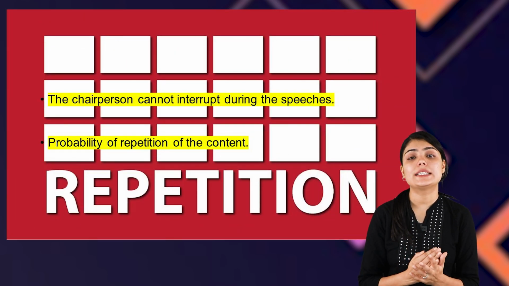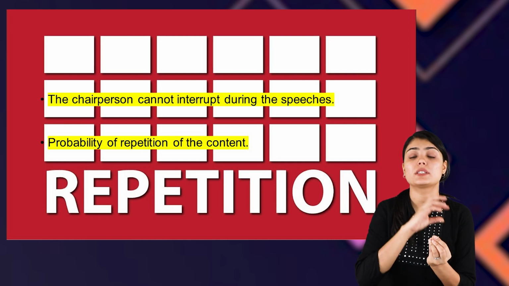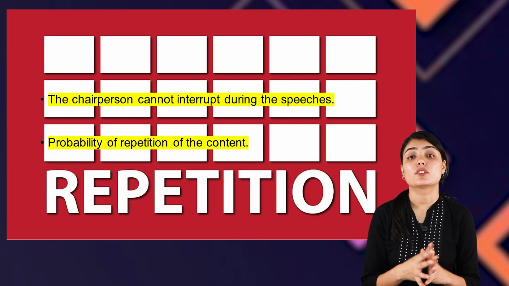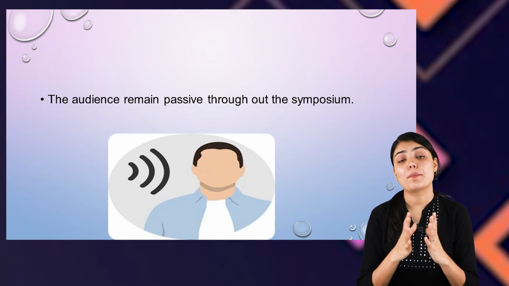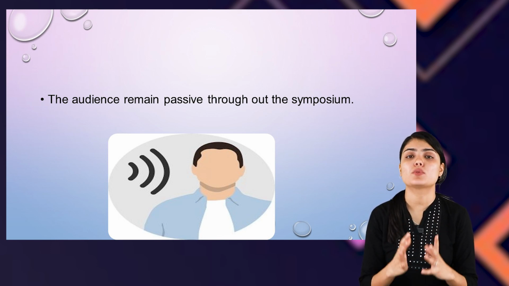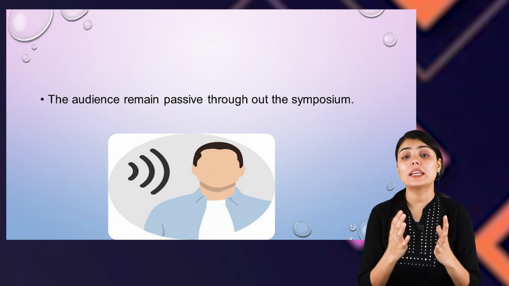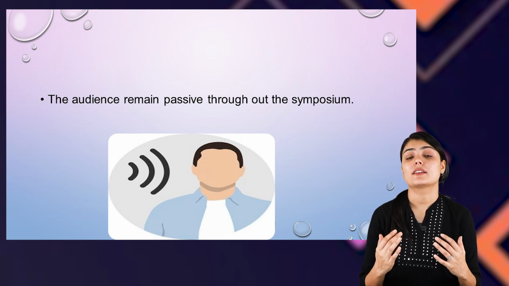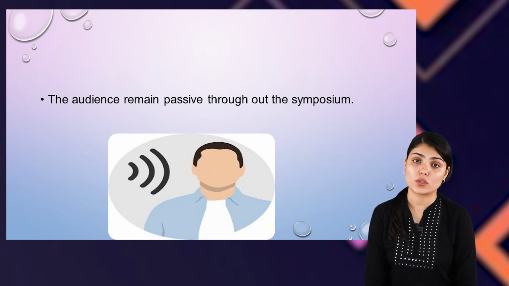Next one is the probability of repetition of the content. Because a single aspect of a particular problem is discussed by many people, there are chances that the content will be repeated by the speakers. The last one is that the listeners or the audience remain passive during symposium because they are not allowed to ask questions during the speeches. Because the audience is not allowed to speak in between, there is no interruption in symposium, and the audience remains a passive listener, which is also one of the major disadvantages of the symposium process.